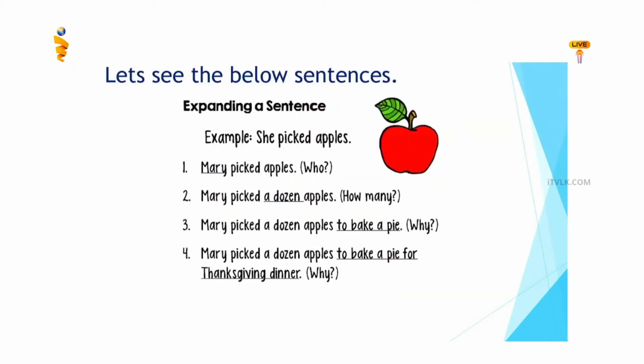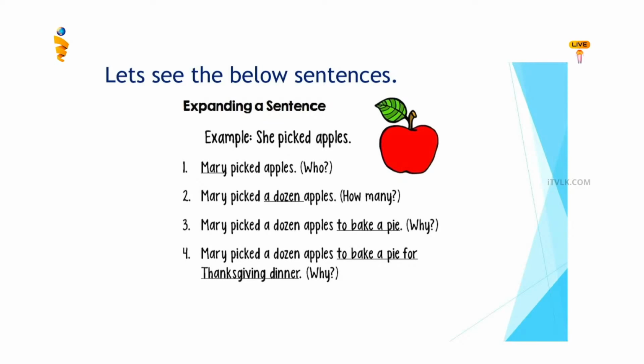Let's see how you expand a small sentence into a bigger sentence. Now look at this example. She picked apples. It's just a simple sentence. She picked apples. It gives information about a girl picking up apples. The first question is, who picked apples? Mary picked apples. So you can change these sentences in many ways.